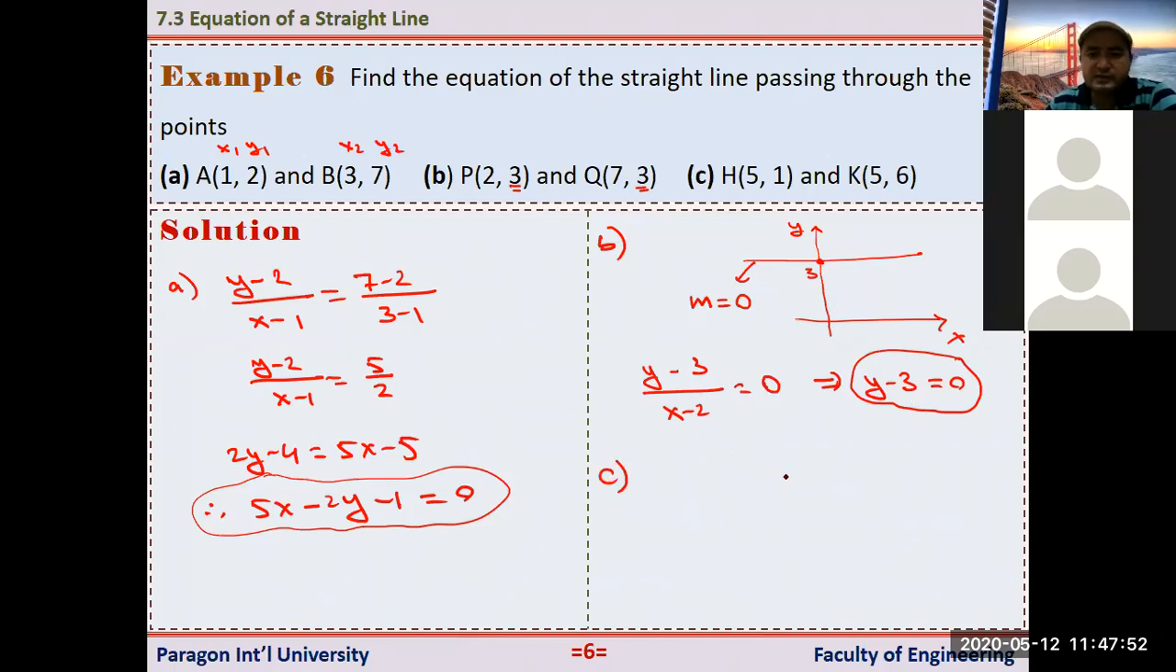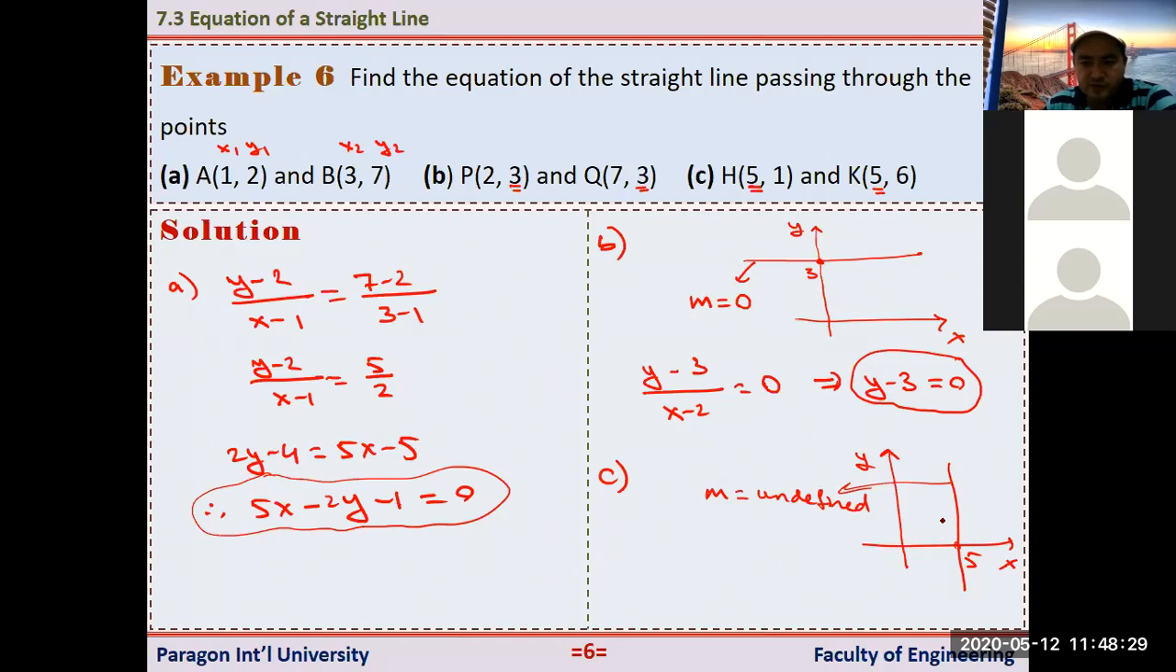And how about question C? If you notice here, the x coordinates are the same, right? It is (5, 1) and (5, 6). So always the x coordinates are the same, and it's a vertical line. If you remember, what is the gradient of this one? The gradient of this one is undefined.